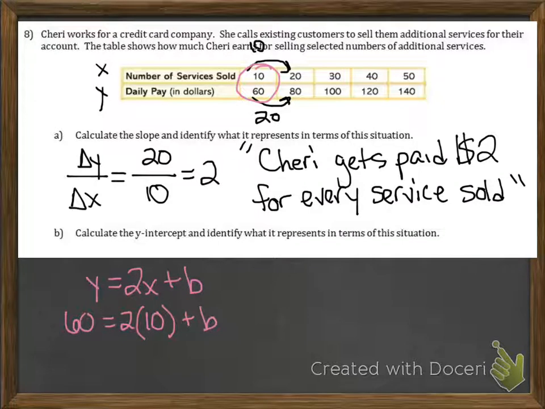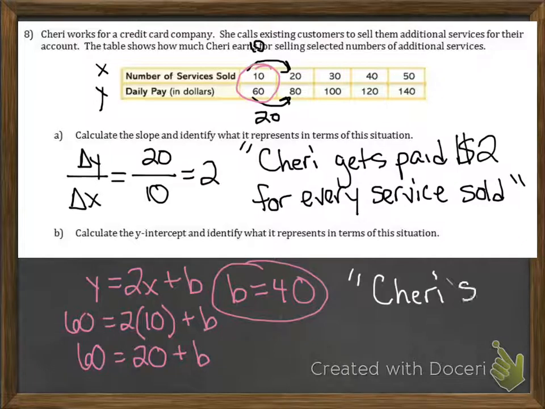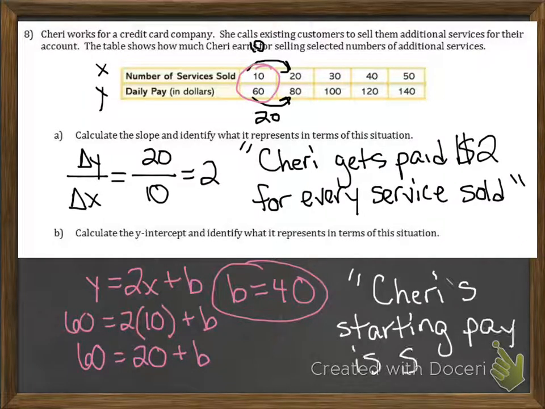So I'm going to go with the first point that's shown in the table, plugging in 10 for x, plugging in 60 for y. Now if I solve for b, I get b is equal to 40. So that tells us that Sherry's starting pay is $40.